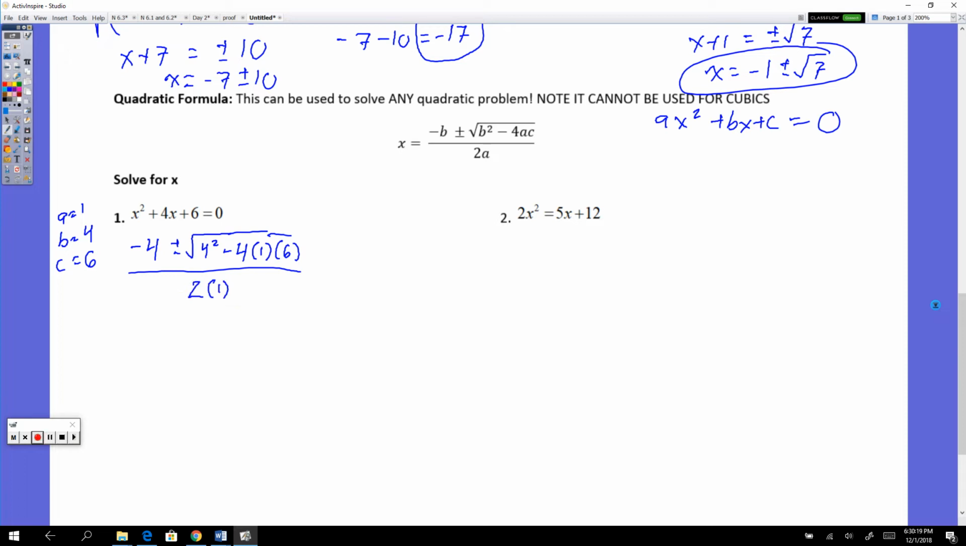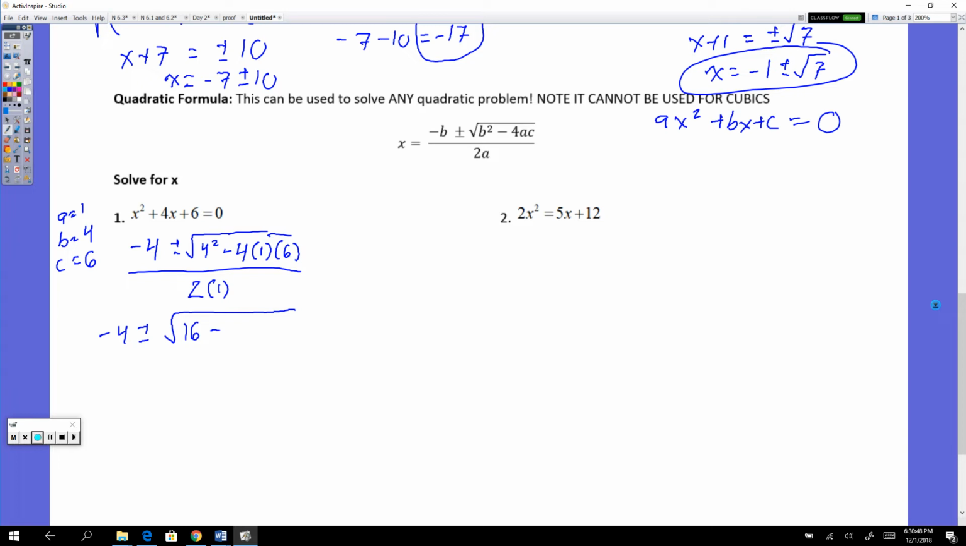Realistically, you can type all of this into the calculator, except you can't get that plus or minus feature on your calculator. I don't want decimal answers, so that's the downside with the calculator: if you type it in, it's going to give you a decimal, so I won't accept that as an answer. So what I typically do is simplify the inside of the square root. This is called the discriminant.